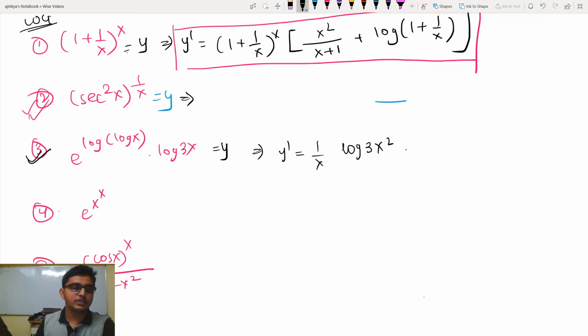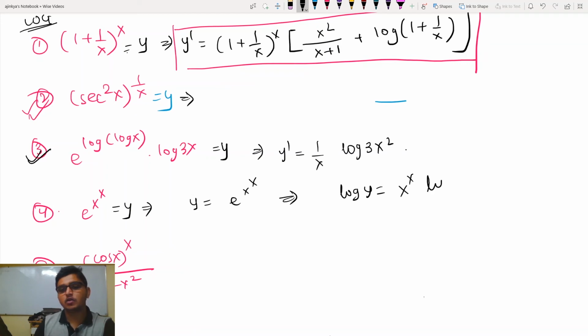Now we'll take the fourth example, which is x raised to x, which is y. If we take y equals x raised to x, and apply log on both sides, it is going to be log of y equals x log of x. And here you can see that log of e is nothing but 1, and we also know that the differentiation of x raised to x is nothing but x raised to x times 1 plus log of x, right?